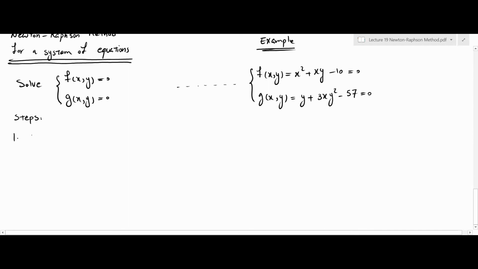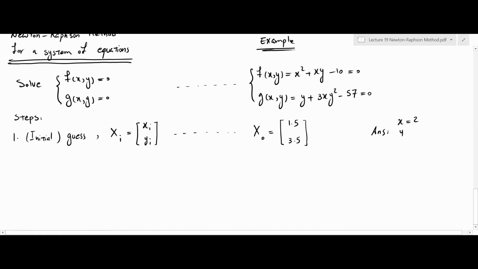And then the first step is to assume an initial guess, which we call capital X i, which is x i and y i. And at the beginning, this will be capital X 0, and in this case it will be 1.5 and 3.5 for x and y respectively. And by the way, we know the answer for this system of equations, which is x is 2 and y is 3, or in the matrix form is a matrix of 2 and 3.